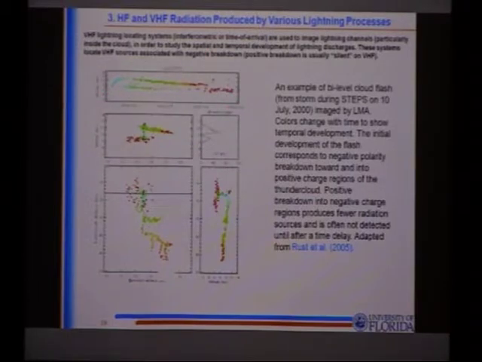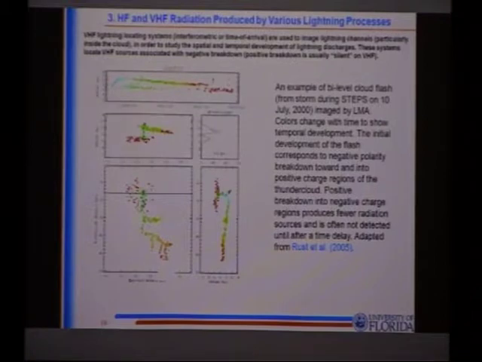This was a so-called bi-level cloud discharge that shows a vertical channel that was formed first. Here you can see a function of time, blue color corresponds to the earliest processes of the flash. And then the horizontal extensions in the positive charge region, negative charge region.